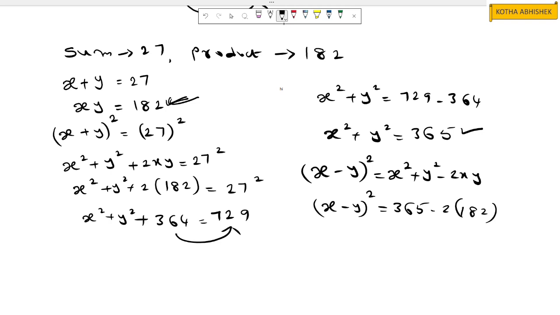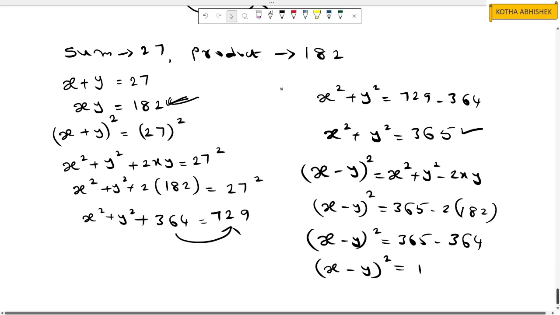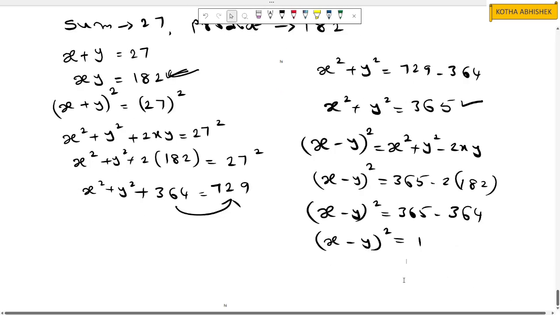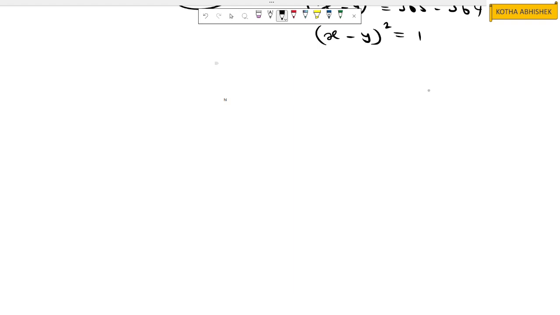Now x minus y whole square equals 365 as it is minus 2 times 182, which is 364. Then x minus y whole square equals 365 minus 364, which is 1. We got x minus y whole square is 1, right? Then what will be the x minus y value? So x minus y value is plus or minus 1.